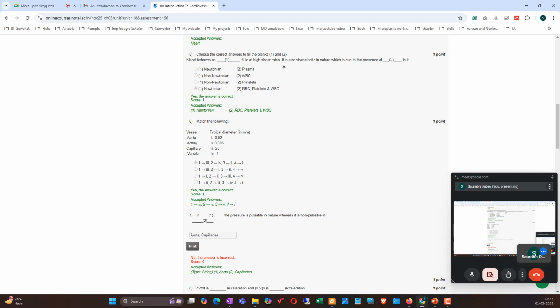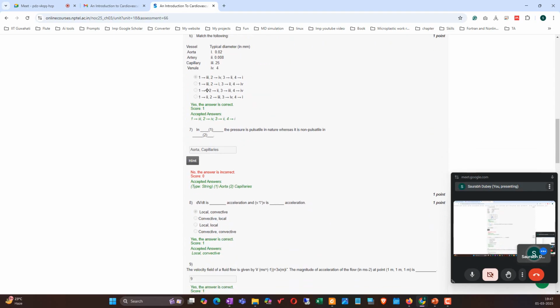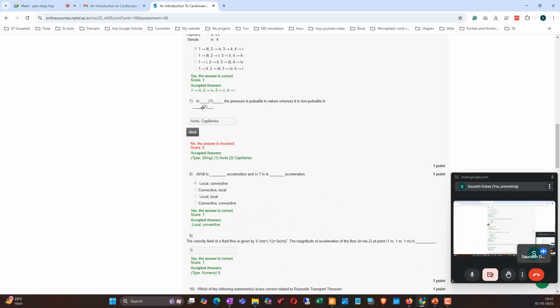Then these are some dimension-based questions on the artery and venules. And then this is the aorta. In the aorta the pressure is pulsatile in nature, whereas it is not pulsatile in capillaries. Why? Because the dimension is very small. If the wall is thin, then the Womersley alpha number, you can remember, will be very small. So please look at those pulsatile conditions that we have discussed, right?